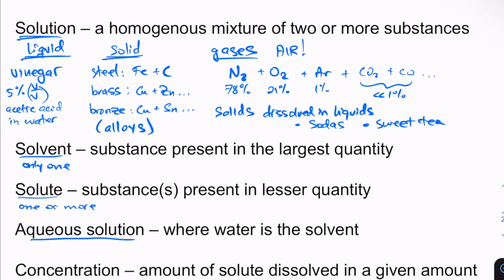Anyway, these are examples of other types of solutions where we have different phases of matter dissolved in each other.